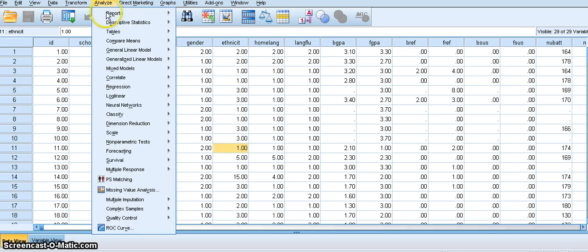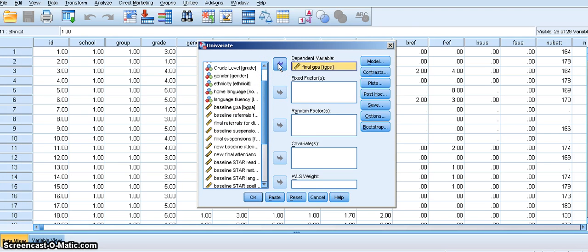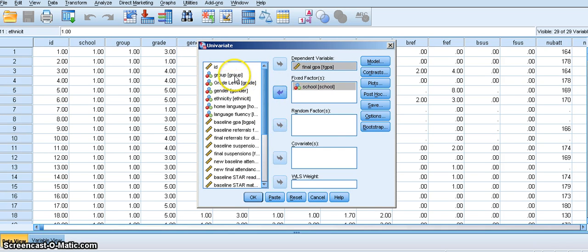We can go under Analyze, down to General Linear Model, and we're going to click on the univariate option. Under Dependent Variable, what are the variables that we're interested in? In our case, it's the final GPA, and we're looking across schools and across groups. These are our 2 fixed factors or our 2 independent variables.